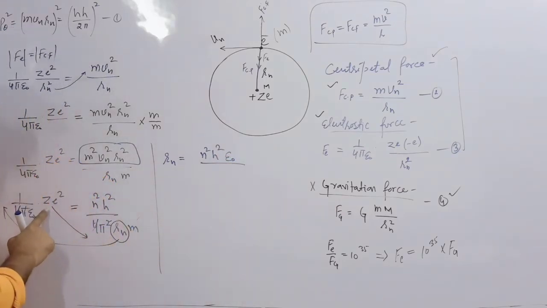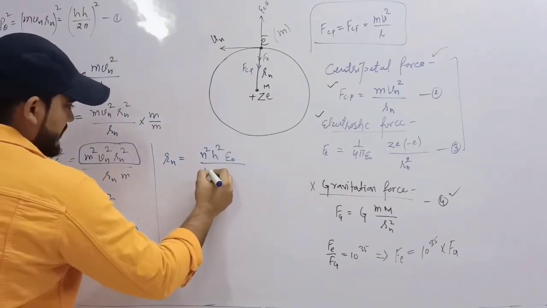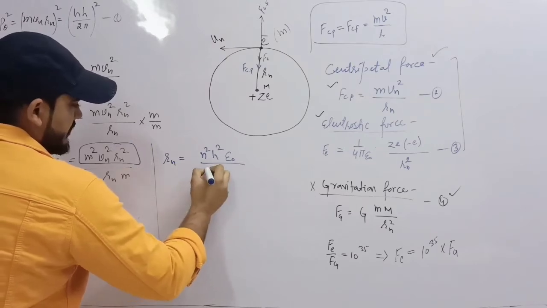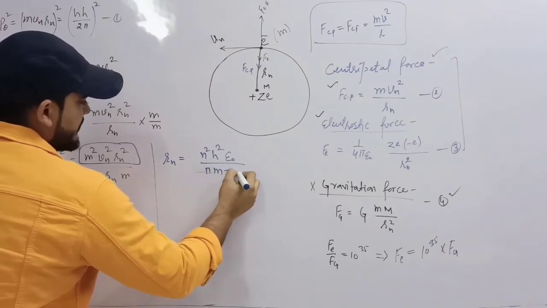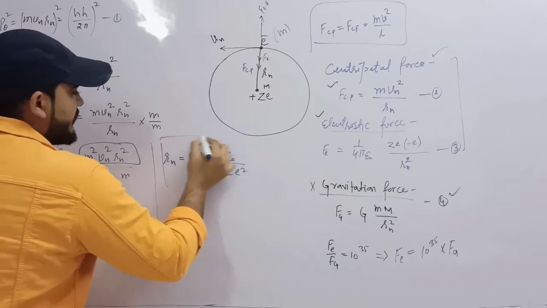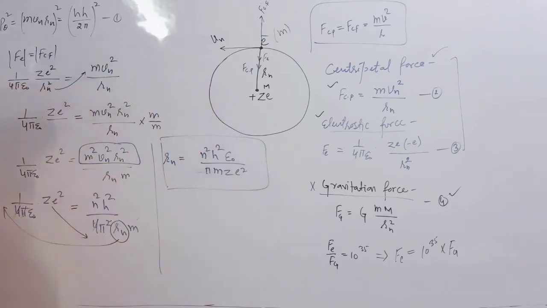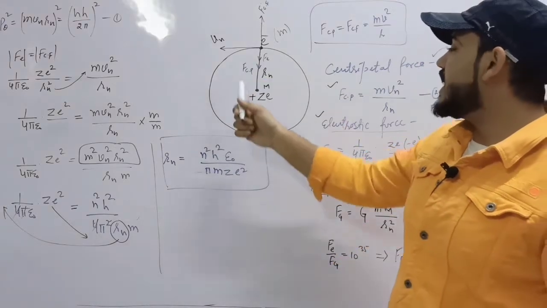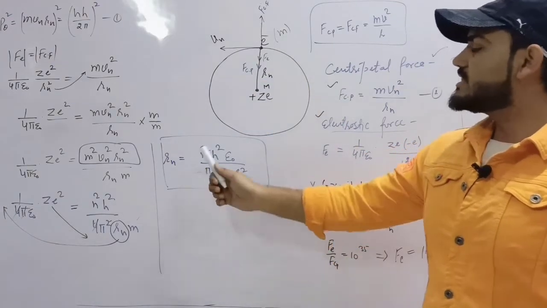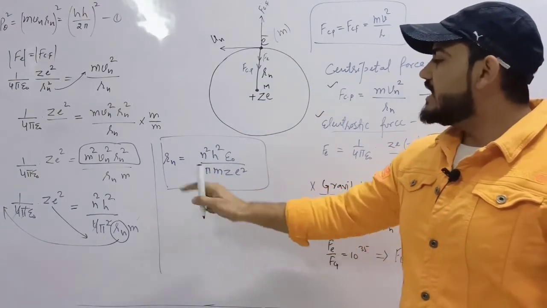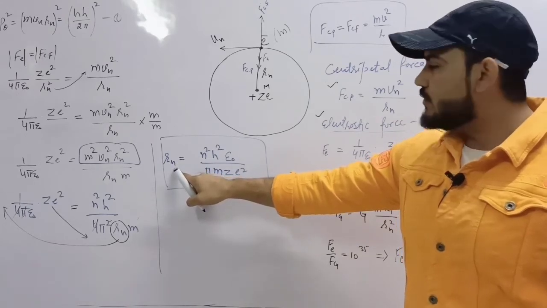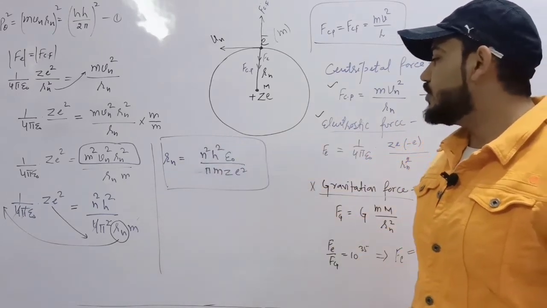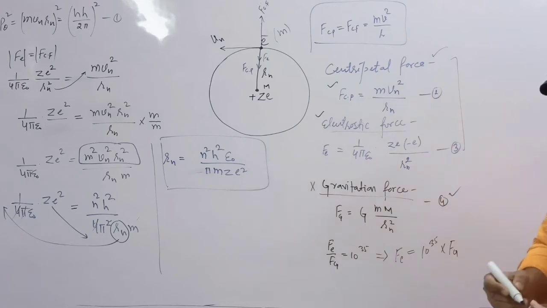divided by pi m z e square. Now this is the value of this circular orbit's radius, that is nth orbit's radius in which the electron is revolving. Now this is given by this Rn, that is radius for nth orbit, is equals to n square h square epsilon naught upon pi m z e square.